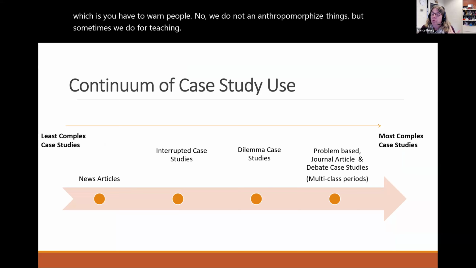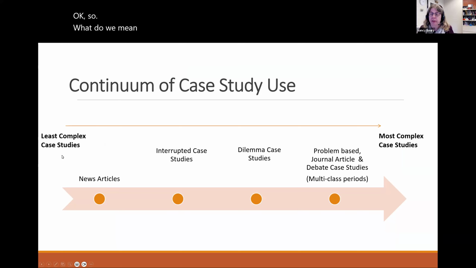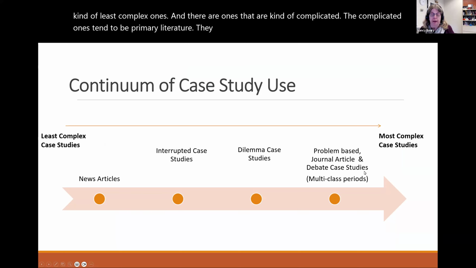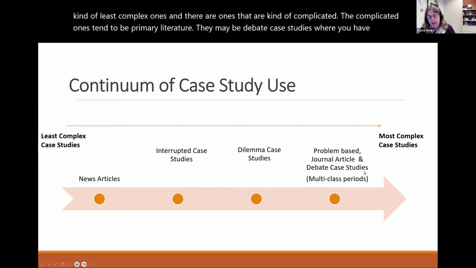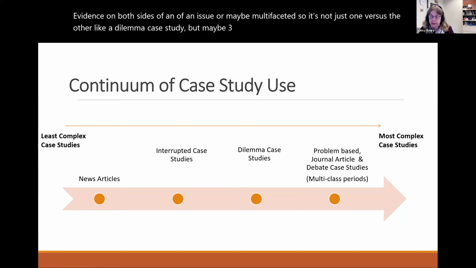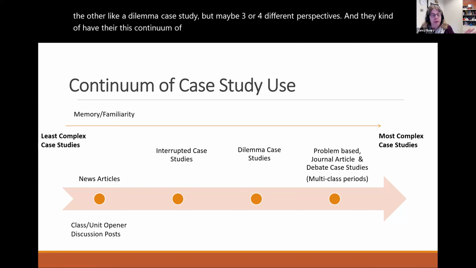Okay, so what do we mean by case studies? Well, there are case studies that are quite simple, the least complex ones, and there are ones that are kind of complicated. The complicated ones tend to be primary literature. They may be debate case studies where you have equal evidence on both sides of an issue, or maybe multifaceted, so it's not just one versus the other, like a dilemma case study, but maybe three or four different perspectives. And they kind of have this continuum of use. They're all useful, but they bring different things to the table.